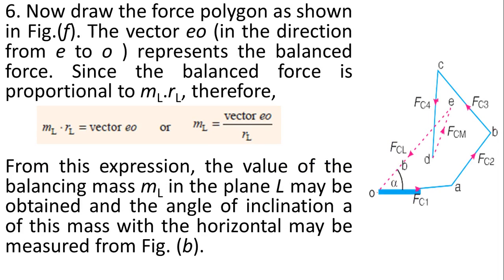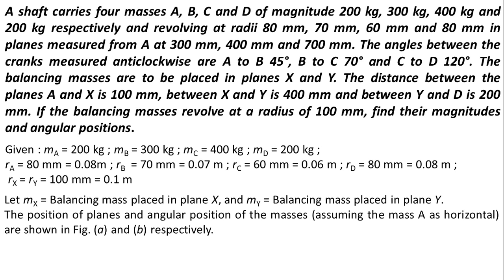In the same way, the other unknown mass, ML, can also be calculated from the force polygon. The side which is left out, EO, has a length that gives the mass of L. Finally, you get the angles also. If you trace back to the space diagram, you will get the exact angles. So this is the procedure to draw the diagrams for different planes.